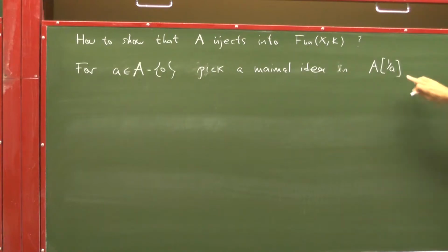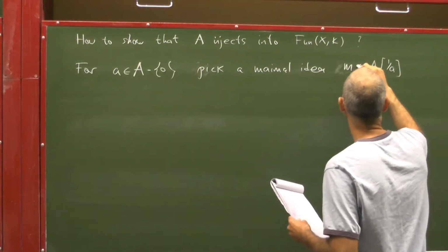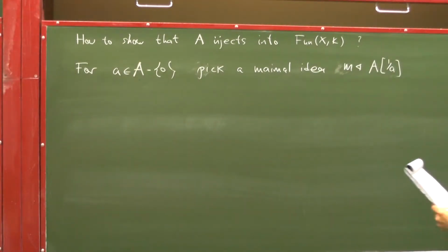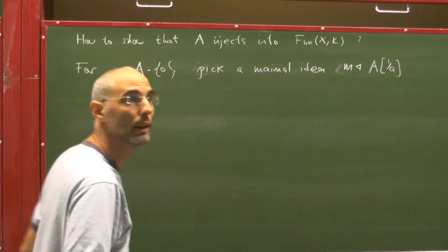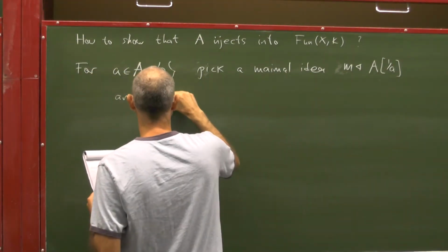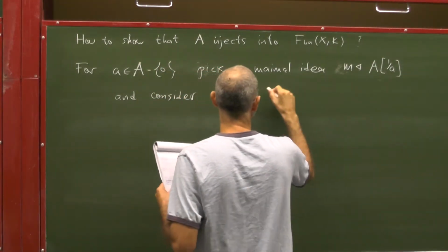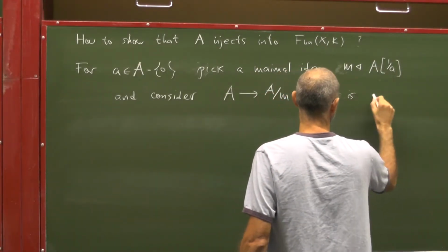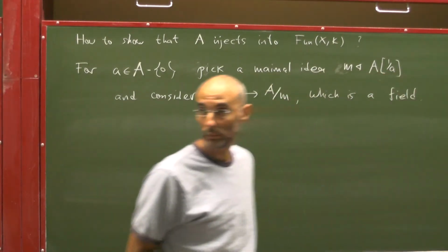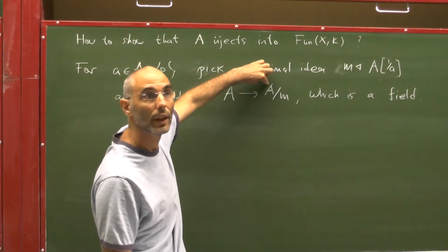You should think of it this way: a is not nilpotent, so the semigroup generated by a, all powers of a, does not include 0, and I can add 1 over a. Every algebra has a maximal ideal in it, so consider the map from A to A_a modulo the maximal ideal. And this is a field. And actually I claim that this field is K.